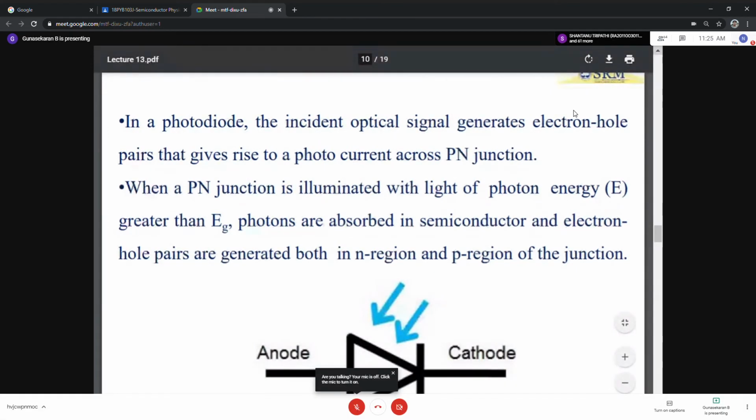Simply, these photons are absorbed in the semiconductor and electron hole pair generation takes place. That working concept we will discuss now. Pairs are generated both in the N region as well as in the P region of the PN junction. That concept I will explain, so how the photodiode is working. The next is the working concept of the photodiode.